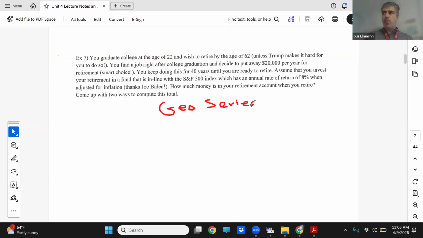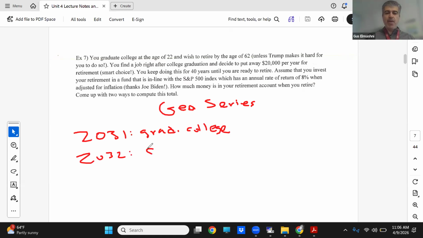So right now it's year 2026, right? Let's say I'll use one of the juniors in here. In 2031, you graduate college, right? You start working. In 2032, you put in your first $20,000, right? And that money's going to sit there for 40 years, let's say.